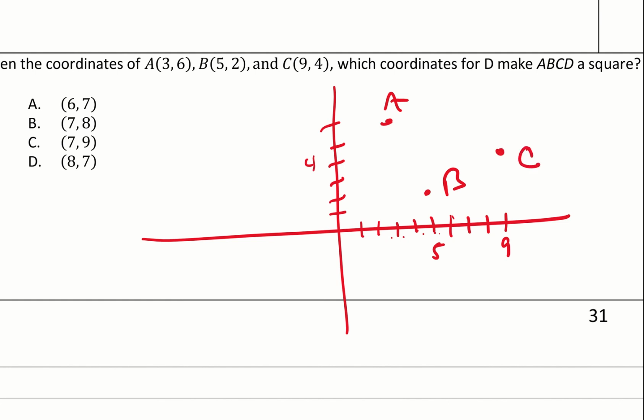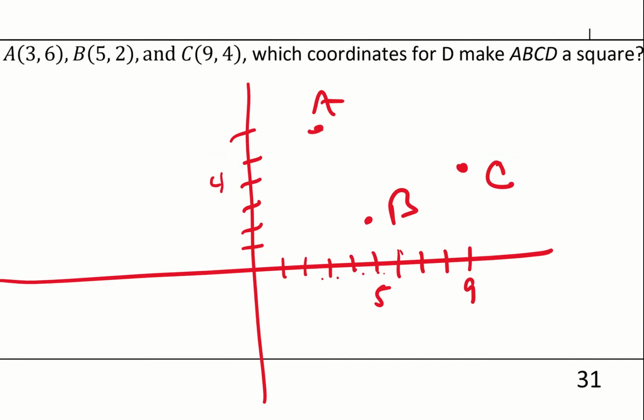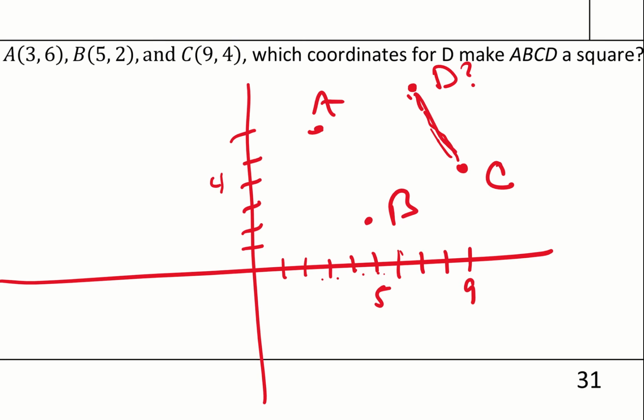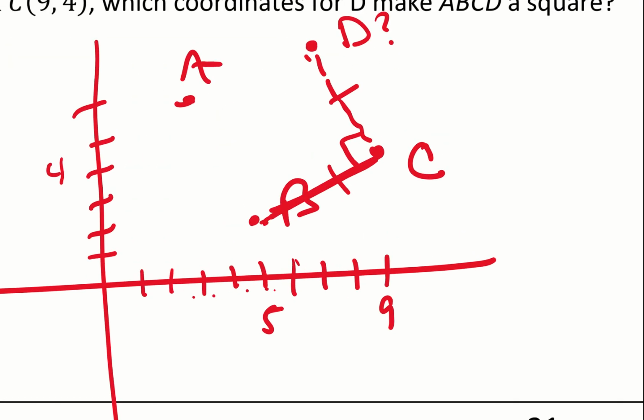Now we want to figure out what D is, okay? D is going to be somewhere out there, so that we can make this a square. Now, what makes it a square? The thing that makes it a square is that this line for CD has to make a right angle with this for sure, and they have to be the same length. Obviously, they have to be the same length for it to be a square. So we need this to be a right angle, which means that BC has to be perpendicular to this line. So we need to figure out the slope of BC.